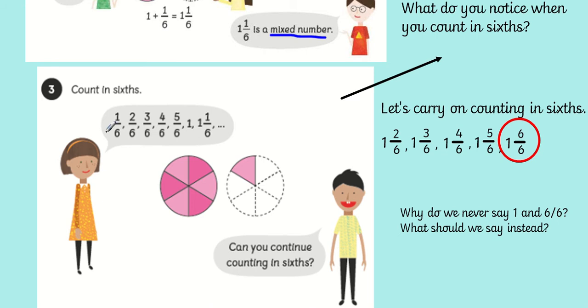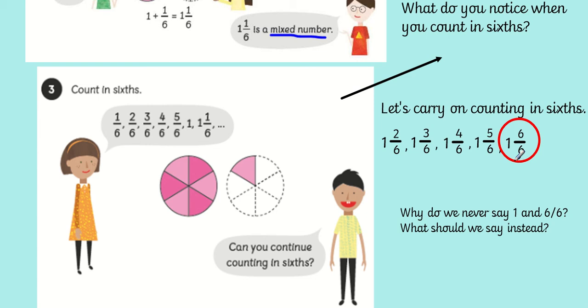Okay, now let's count up in sixths. What do you notice when we do it? 1 sixth, 2 sixths, 3 sixths, 4 sixths, 5 sixths, 1, 1 and a sixth, let's carry on, 1 and 2 sixths, 1 and 3 sixths, 1 and 4 sixths, 1 and 5 sixths.